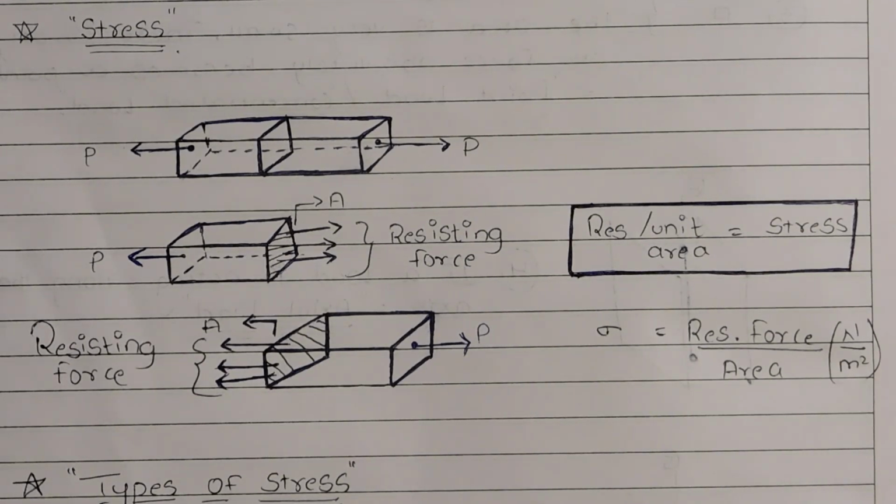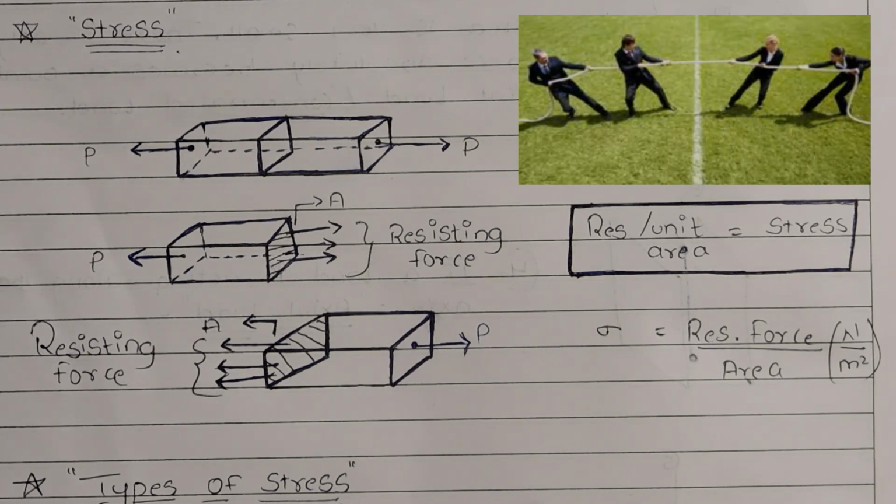So here are two examples of stress. The number one example is tug of war. We know the game tug of war, and in that game a rope is taken and is being pulled from both the sides, and in the center a stress will develop.